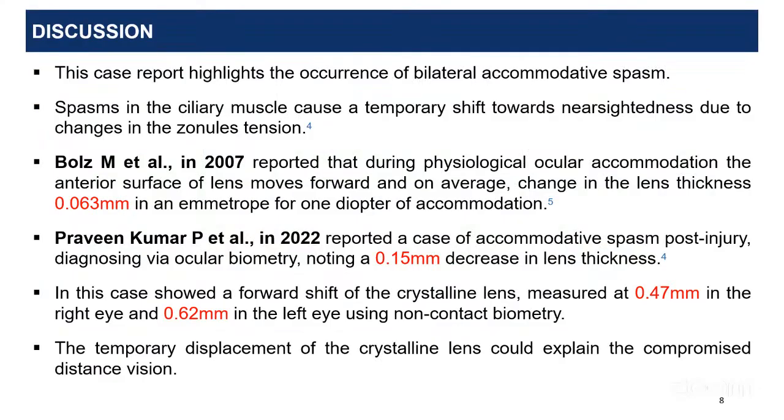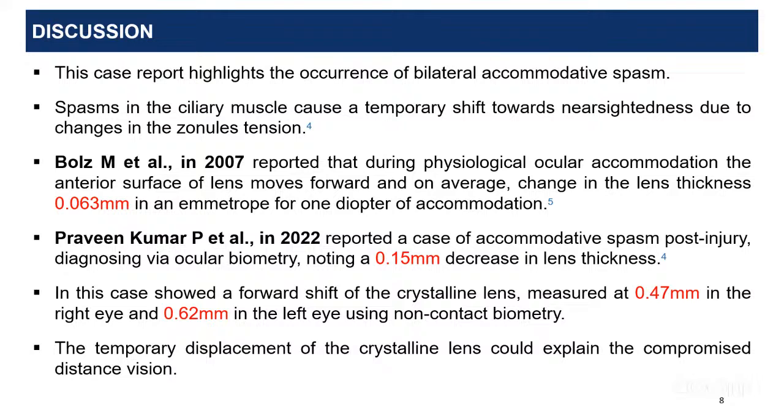Discussion. This case report highlights the occurrence of bilateral accommodative spasm. Spasm in the ciliary muscle causes a temporary shift towards nearsightedness due to changes in the zonular tension. Bolsam et al. in 2007 reported that during physiological ocular accommodation, the anterior surface of the lens moves forward, with an average change in lens thickness of 0.063 mm in an emmetrope for 1 diopter of accommodation.